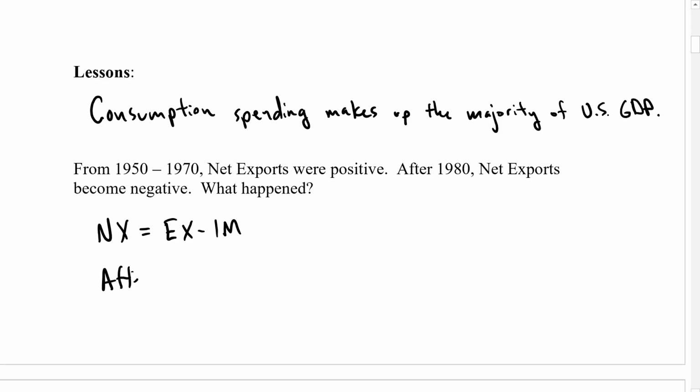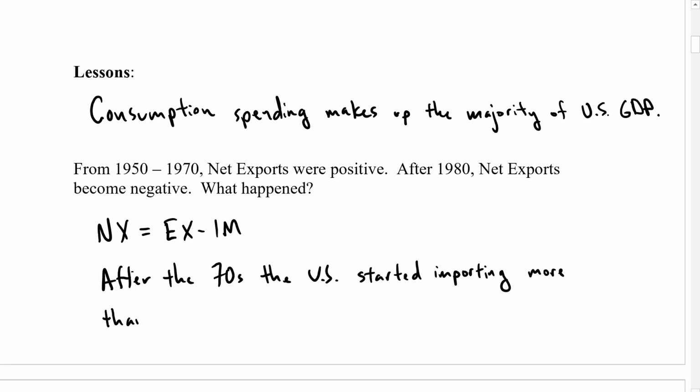So after the 70s, the US started importing more than it exported. So essentially a trade deficit. Okay, so that's what we see there.